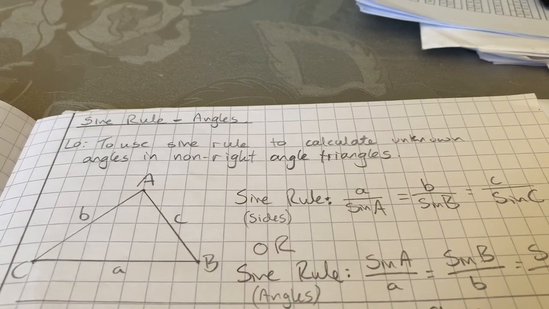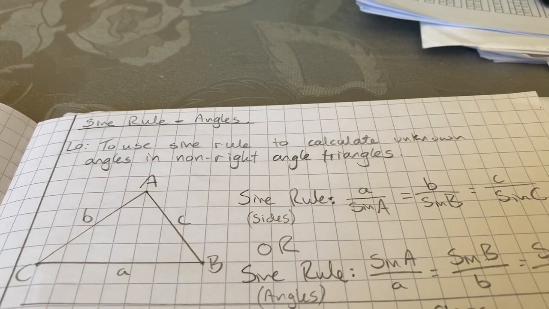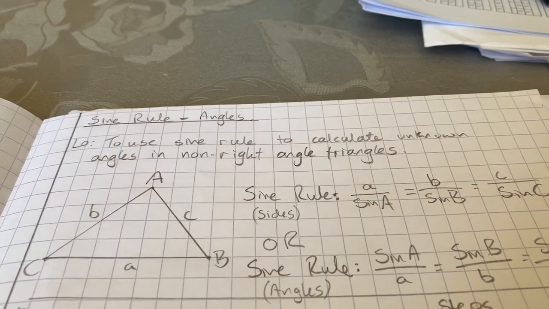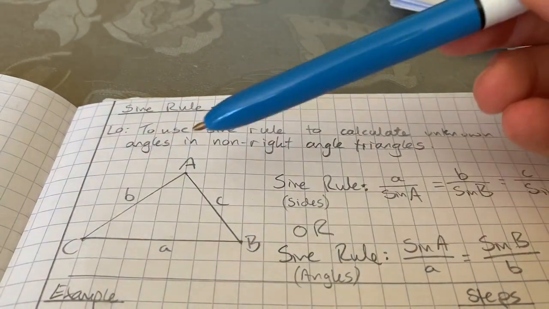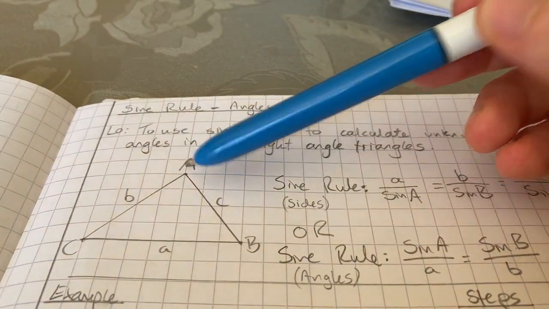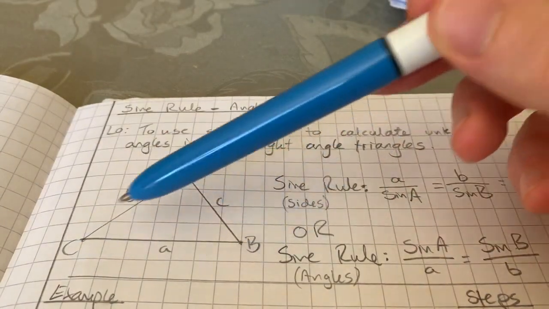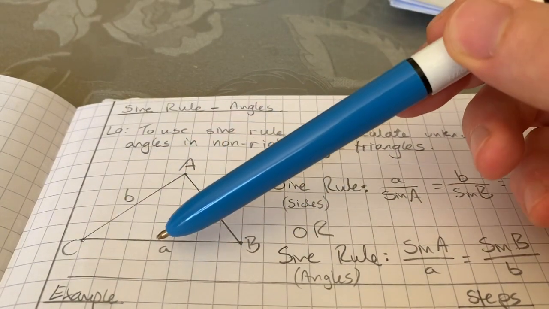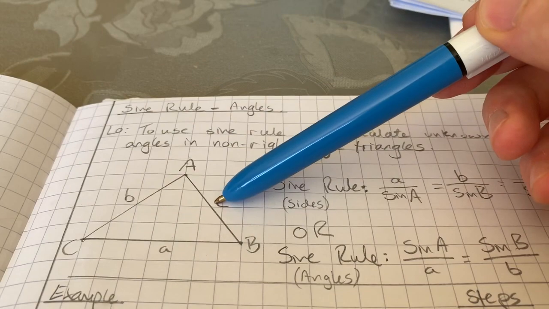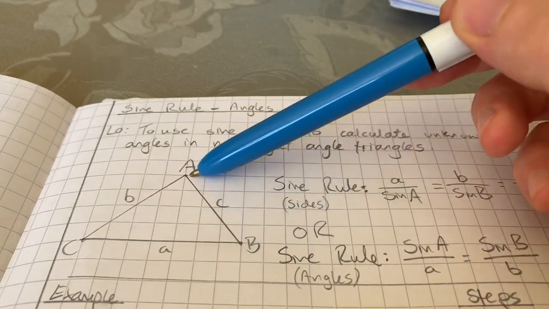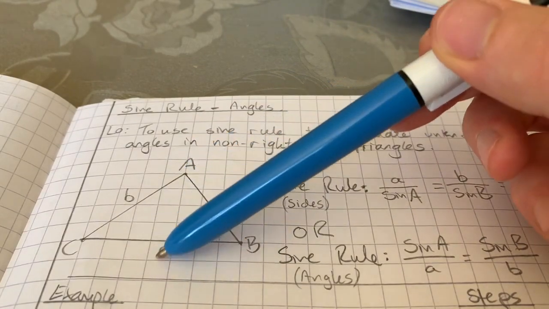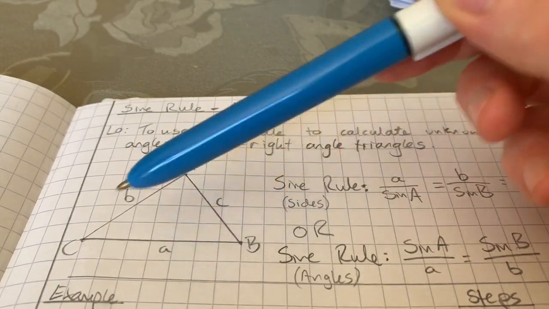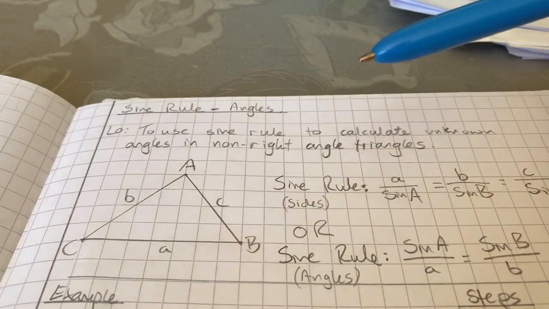This is going over using the sine rule to calculate unknown angles in non-right angled triangles. Now, before we start, you've got to understand how to label a triangle, because it becomes very important. So A, B, C for your corners, capitalized, and then lowercase a, b, c for your sides. It doesn't matter where the A, B, C is, as long as the opposite is the same letter. So capital A, lowercase a, capital B, lowercase b, capital C, lowercase c.